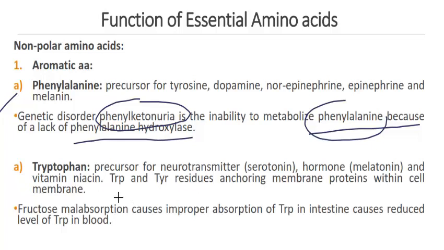Many times this has been asked. Serotonin is formed from which precursor? This is tryptophan. Melatonin is formed from which precursor? Tryptophan. Vitamin niacin is formed from which precursor? Tryptophan. So if tryptophan is lacking, then you can develop disease. Neurotransmitters will be lacking. This hormone will be lacking.